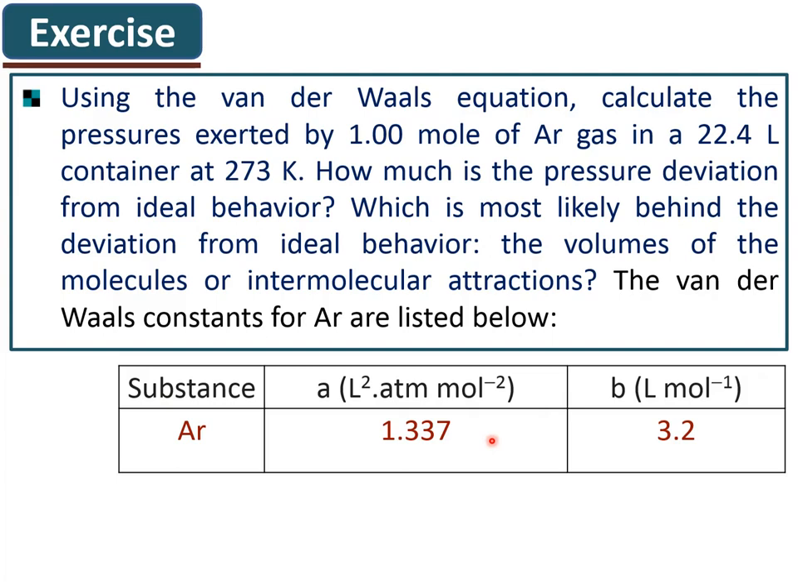Because if you multiply the unit of A here with the unit of N over V squared, this is supposed to be a pressure term. And it also gives you B, which is the molar volume. Look at the unit. This is volume per mole. This is the molar volume.